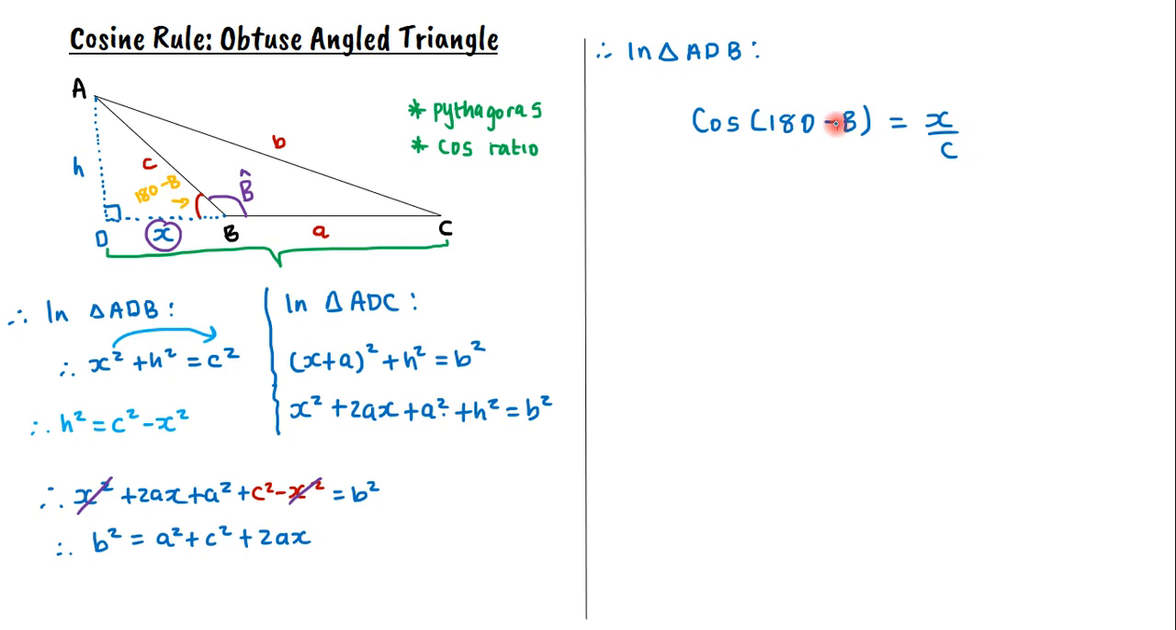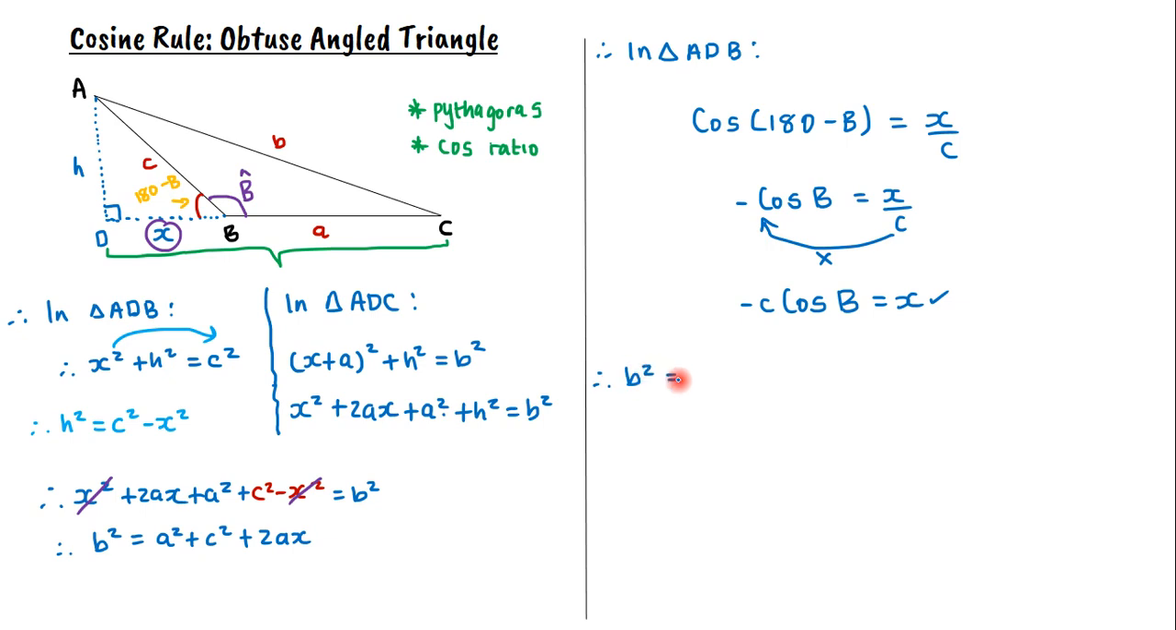Now 180 minus B belongs in the second quadrant, which means when simplified it will be negative cos of angle B, which is x over c. Then we'll cross multiply our c to that side. By doing that, we're going to have negative c cos B equals x. Now here we have our value for x.